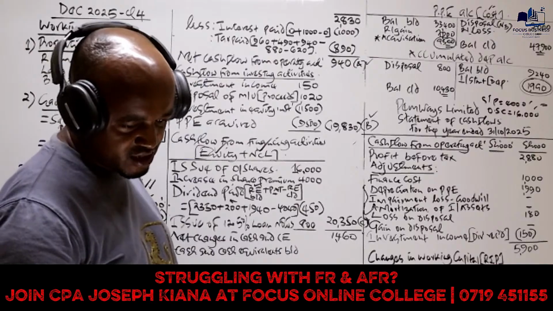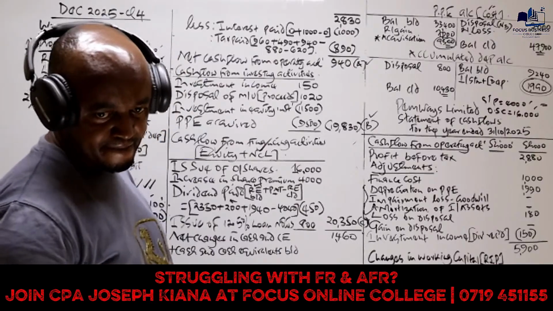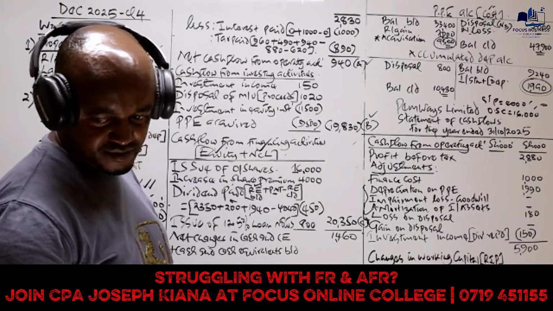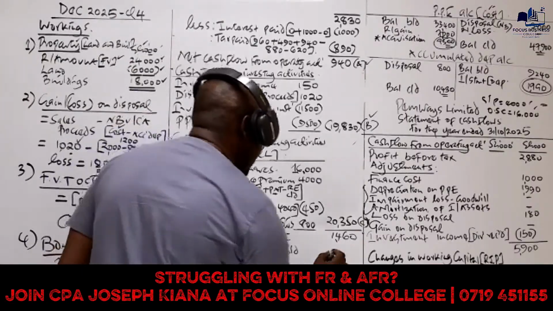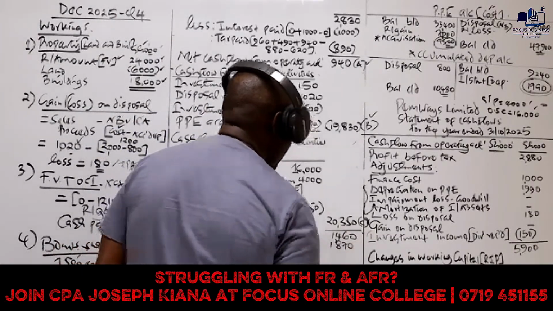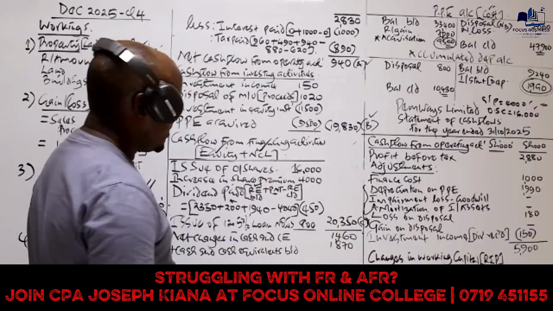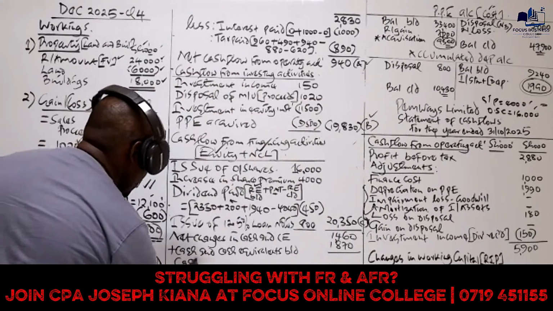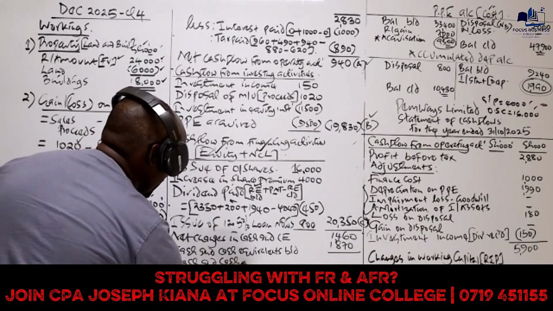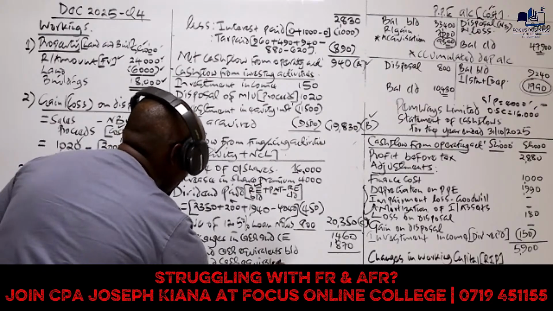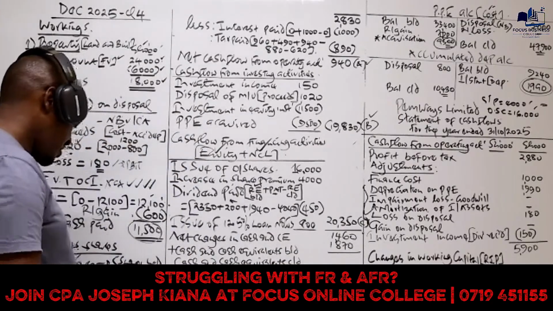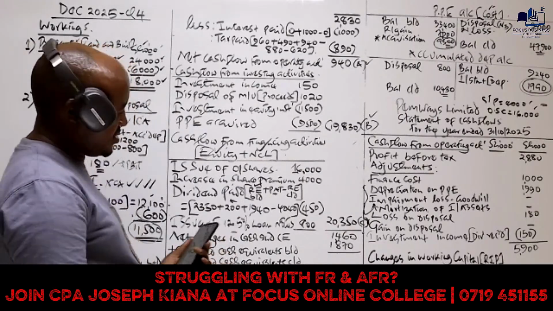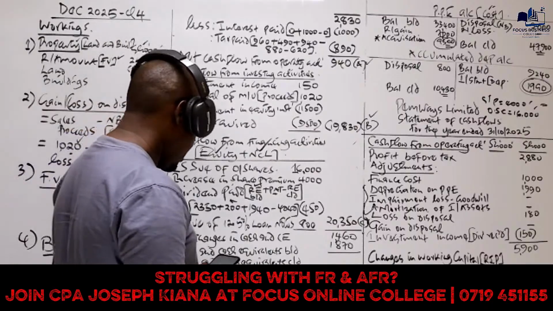So how much is the cash and cash equivalent at the start? Who can see that? Yes, the cash and cash equivalent at the start is 1,870. So after adding the 2, we should get the cash and cash equivalent at the end.